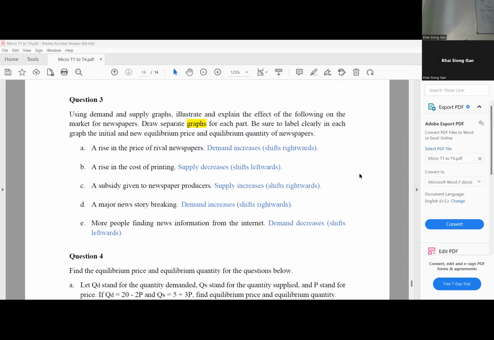So when people find information from internet, then the newspaper, this is about the market for newspaper, the demand will fall. So demand shifts leftwards, from E to E1. Price becomes lower, quantity also becomes lower. Okay, that's how I answer the questions here.